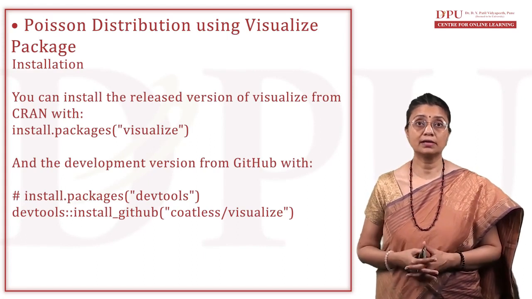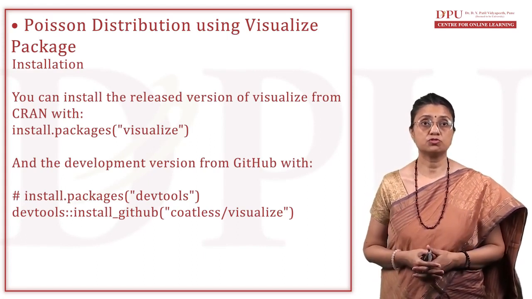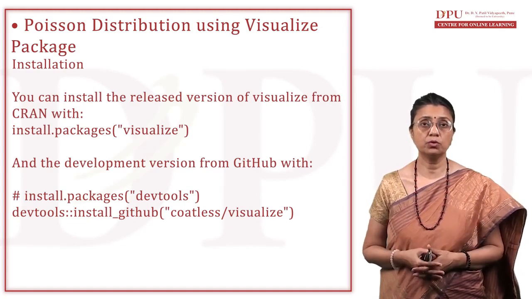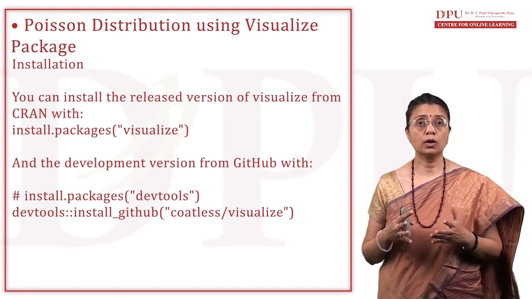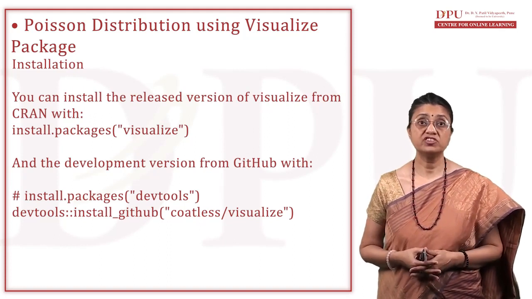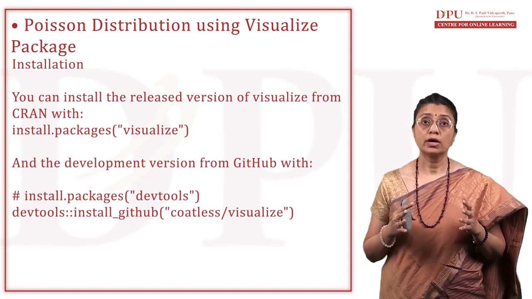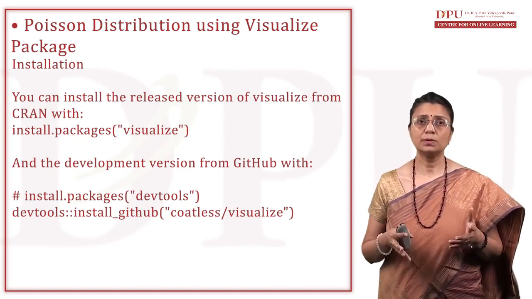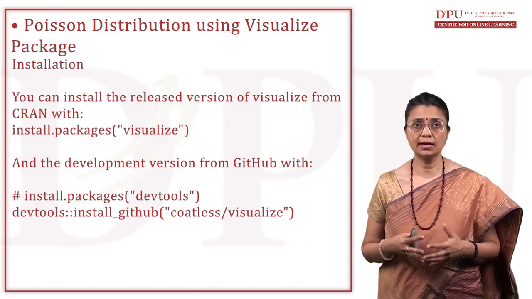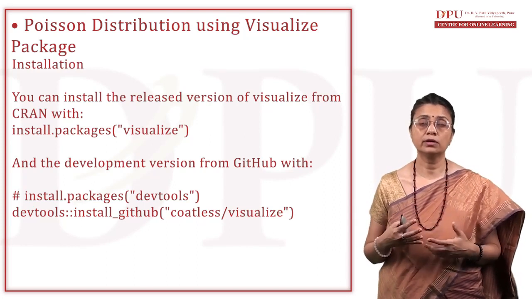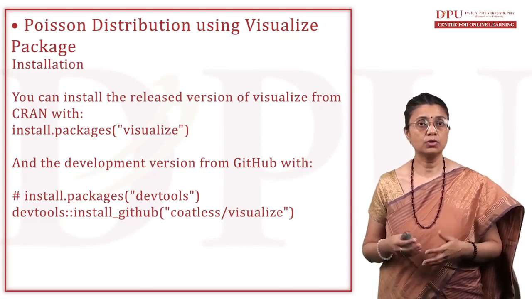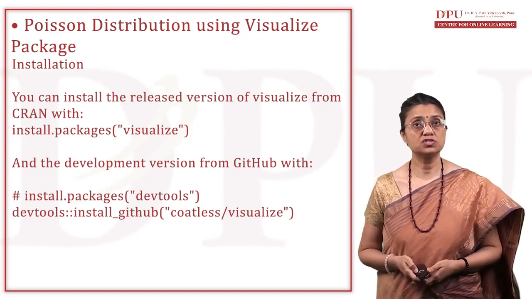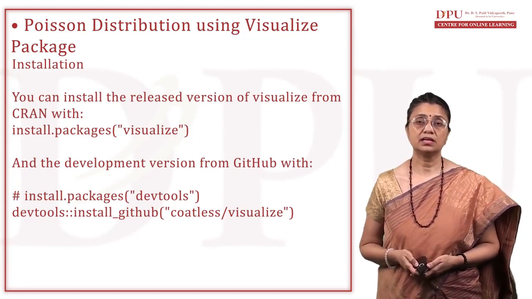The development version from GitHub can be installed with install.packages("devtools"). Then I use devtools::install_github, which is a function, and in the brackets I am writing the path to visualize. So basically these are the few commands that we have to understand, and after installing the packages, we can always use the features of the visualize package and create our graphs.